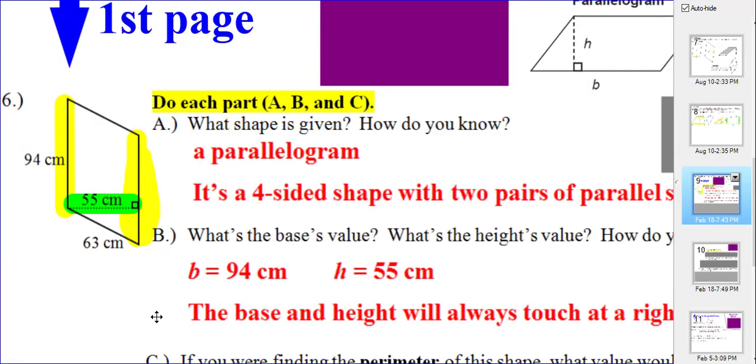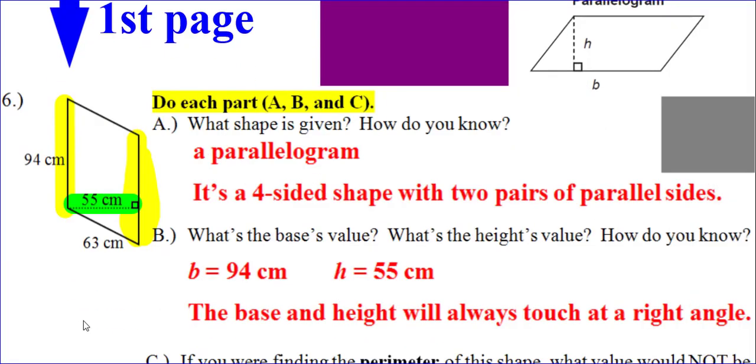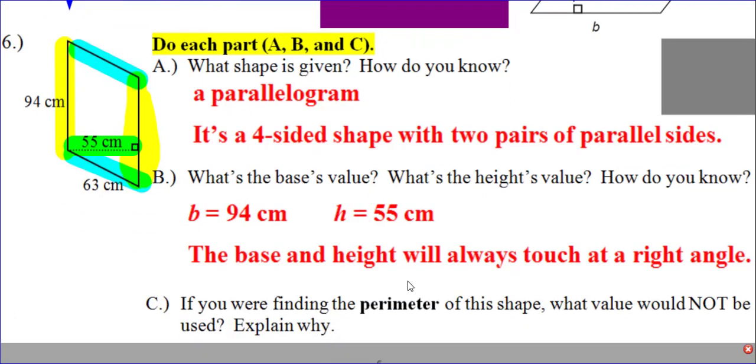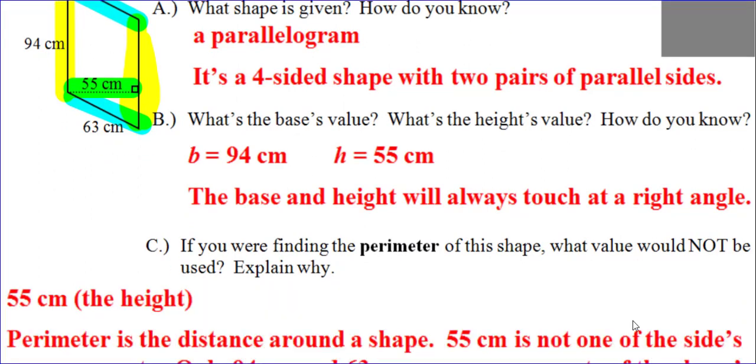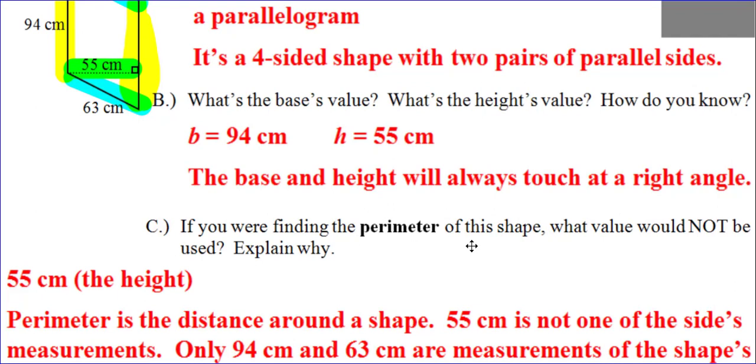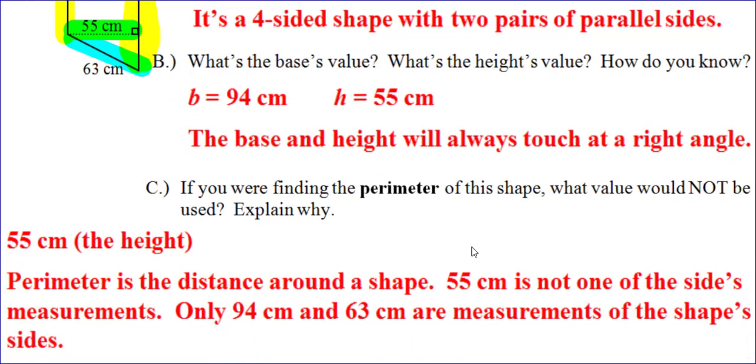So back to our worksheet. The outer edges are the 94 centimeters, and there's two of them, and also the 63 centimeters, and there's two of those, the top and the bottom. So what value would not be used? Well, the height, because the height is not an actual outer side of the parallelogram.